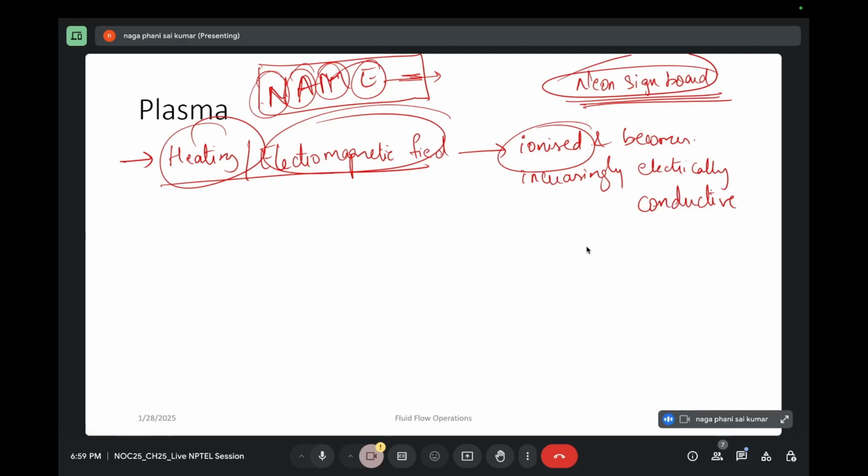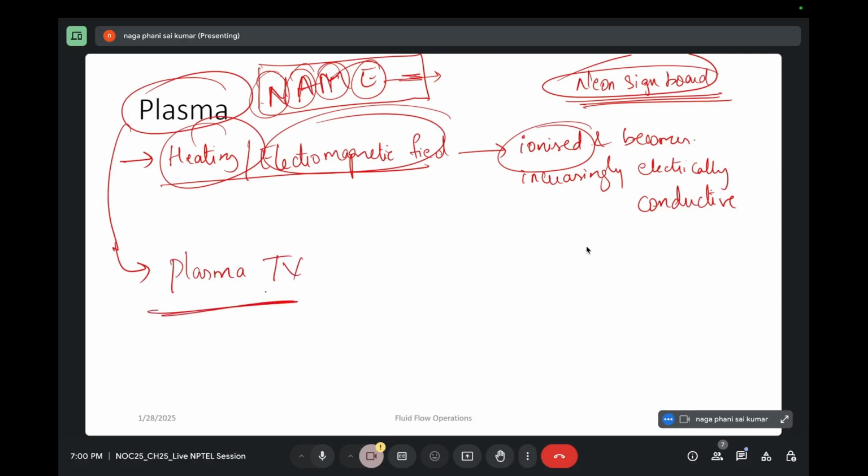And you'll be using this particular phenomenon in different applications as well, like in plasma television. So you'll be using the same technique, and also there is something called plasma etching. You'll be using the same technique in that. You must have heard of plasma television or plasma TVs. Okay, so they'll be using the same phenomenon. They'll be heating or exposing the gas to an electromagnetic field, and then it'll be changed to a plasma state, partial plasma state.